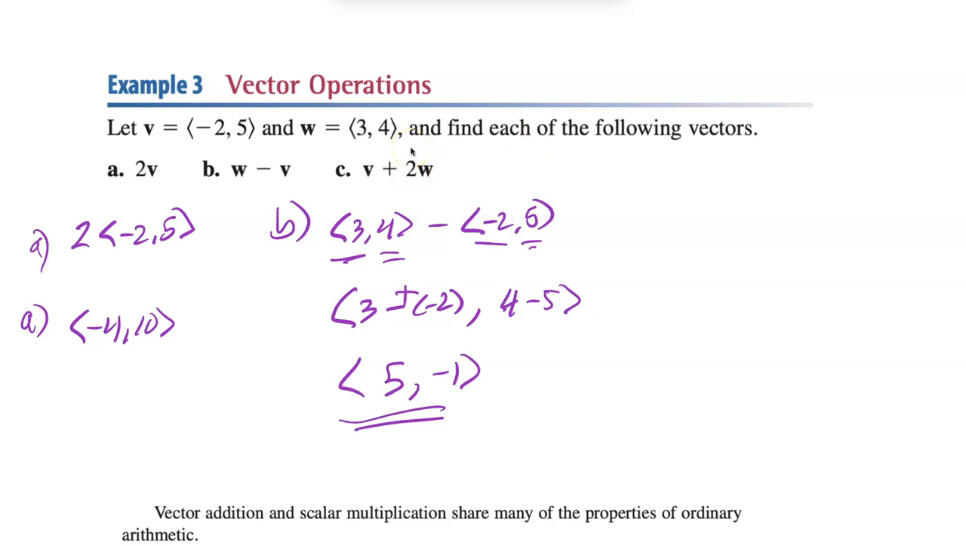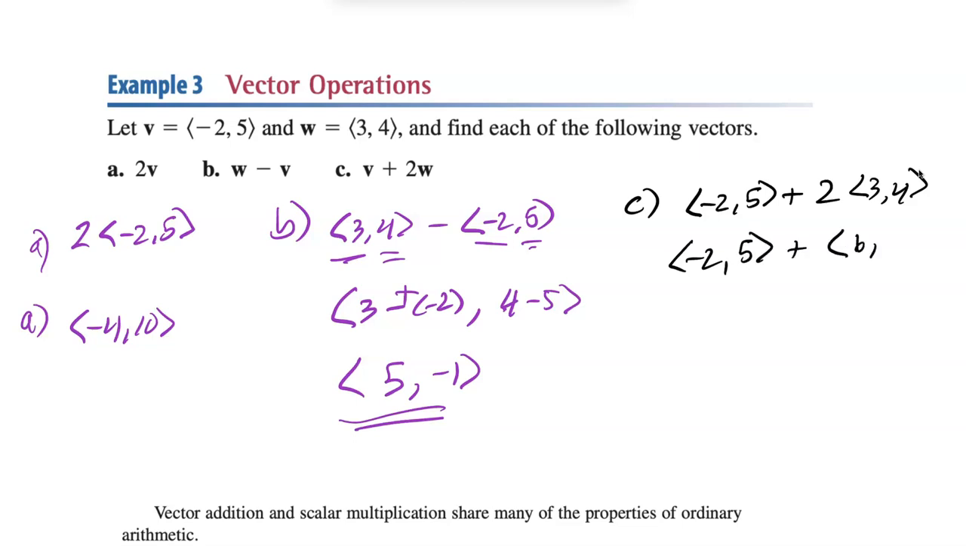C, you can combine the two ideas. You have vector v, -2, 5, plus 2 times w, 3, 4. So just like everything else, order of operations, just multiply that out first: the -2, 5, plus 6, 8, and then you just add up the corresponding parts. So 4 and 13. So mathematically, vector addition and multiplication is one of the easier things we have.